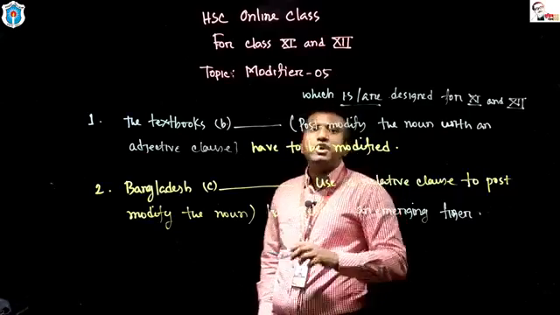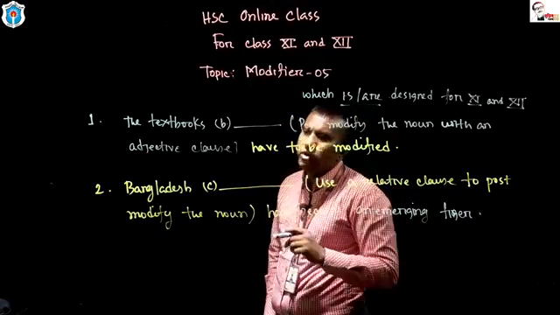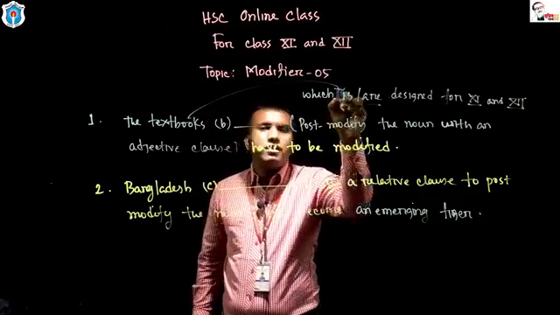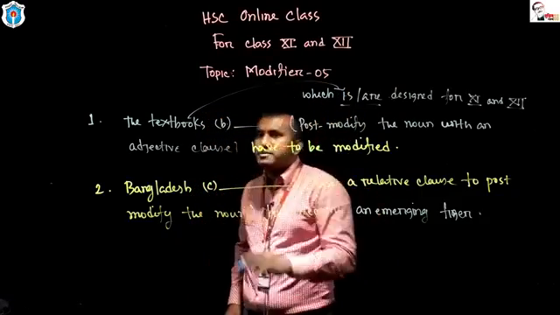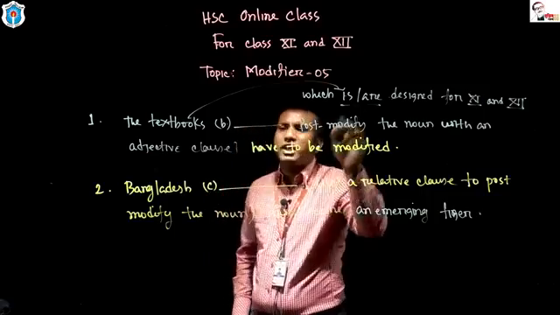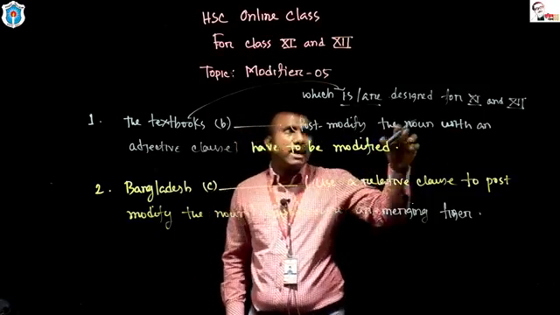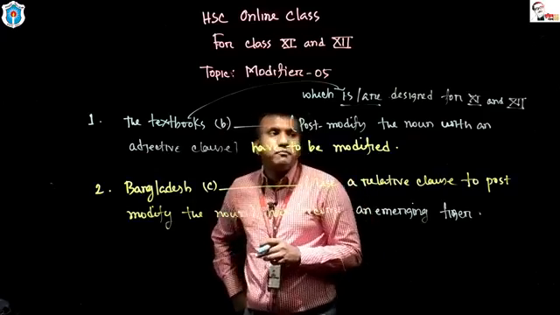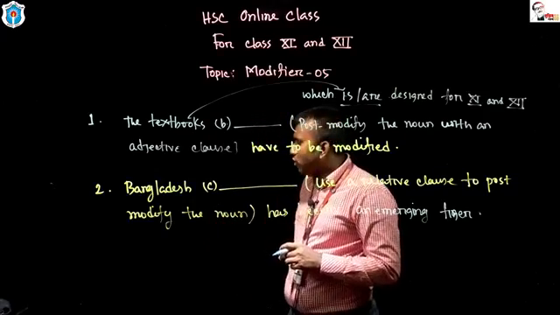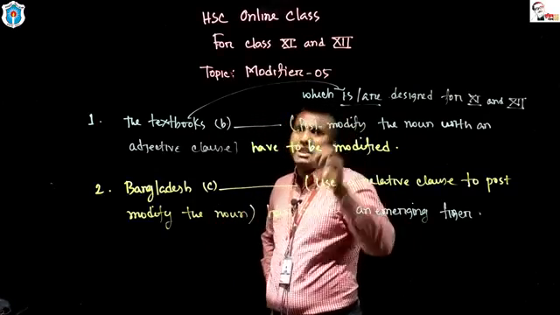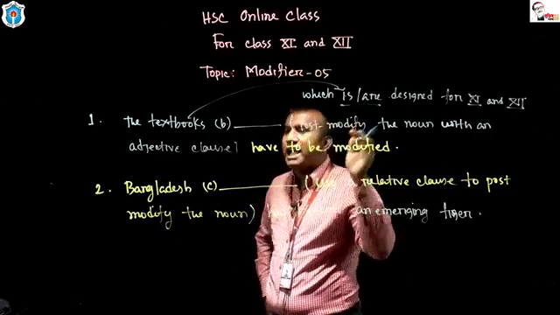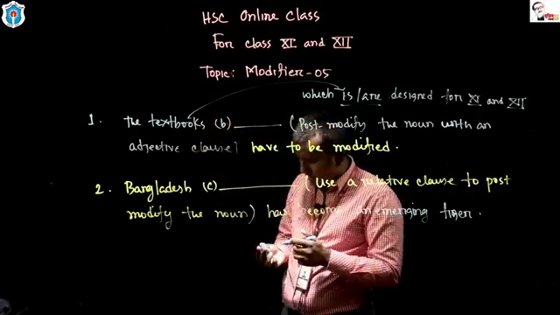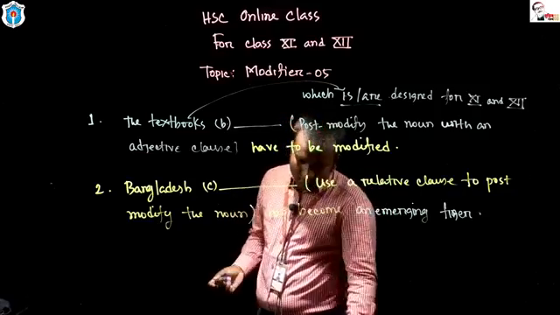If you take is, your answer will be incorrect, because there will be no agreement between textbooks and is. Textbooks is a plural noun. That's why you have to take the textbooks which are designed for class 11 and 12 have to be modified. Whatever you write must be balanced according to the textbooks. Clear to you, my dear students? Now the second answer.